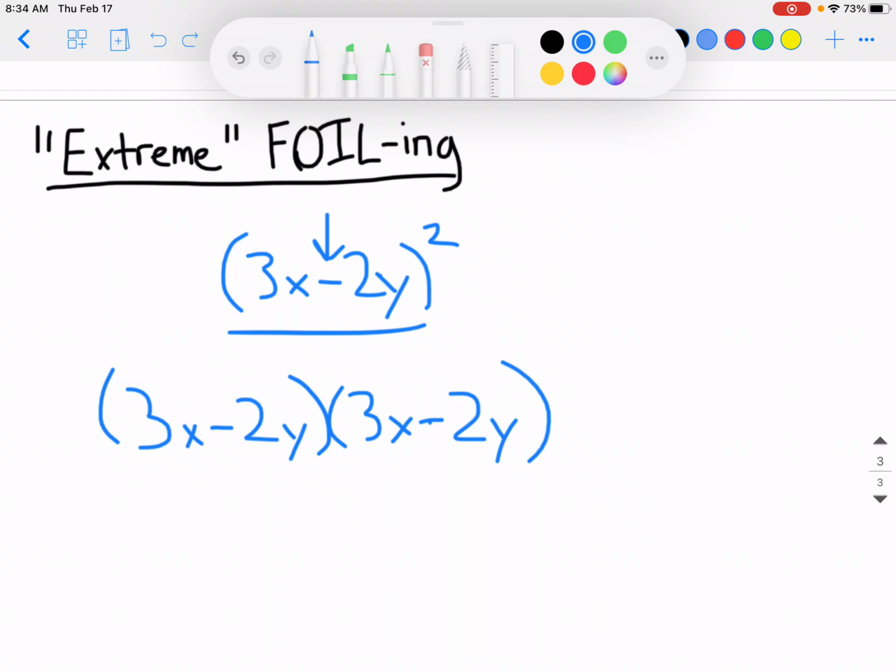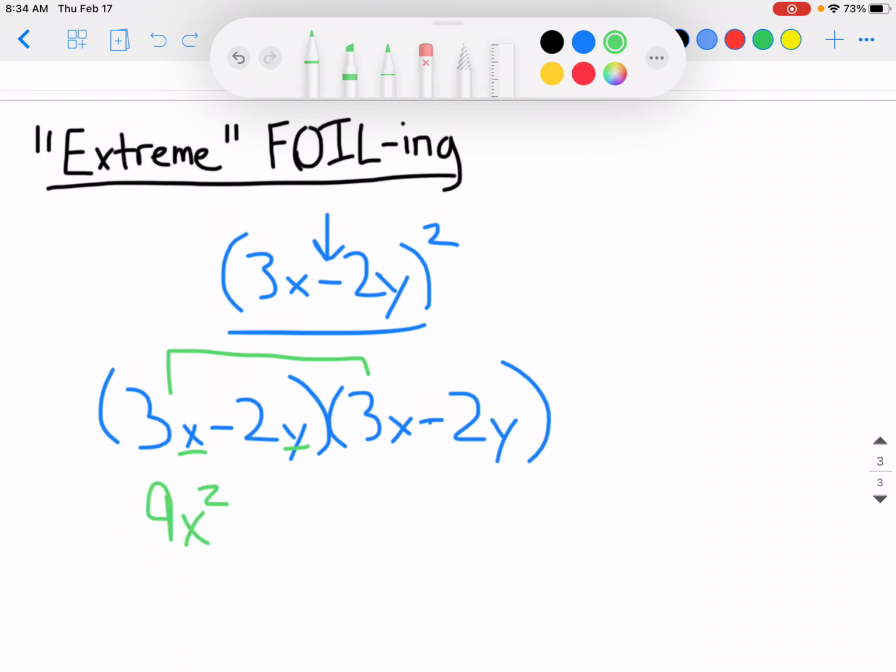Now, another reason why I'm going to categorize this as an extreme foiling problem is that we have two different variables. We have an x and we have a y. That doesn't really change much. So we apply the foiling process. 3x times 3x is 9x squared.